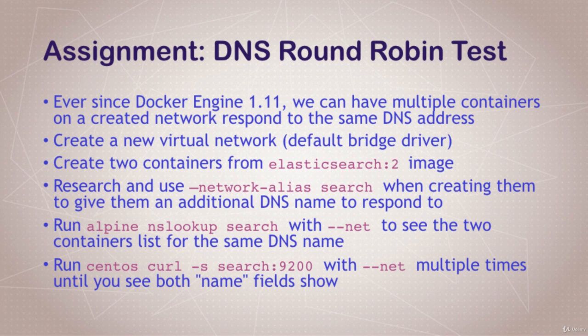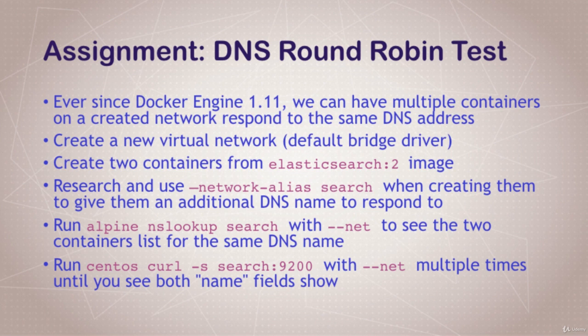And then after you've got both of those containers resolving to the same search name, you can actually use the curl command to get a quick output of the Elasticsearch server. And this is a little trick with Elasticsearch and why it's good to use in this demo. The curl command actually comes with the CentOS image, so it's easy to just use CentOS in this case instead of Alpine or Ubuntu. And also, Elasticsearch runs on port 9200, and since it returns an easy, short JSON result, it's quick and easy for this test.